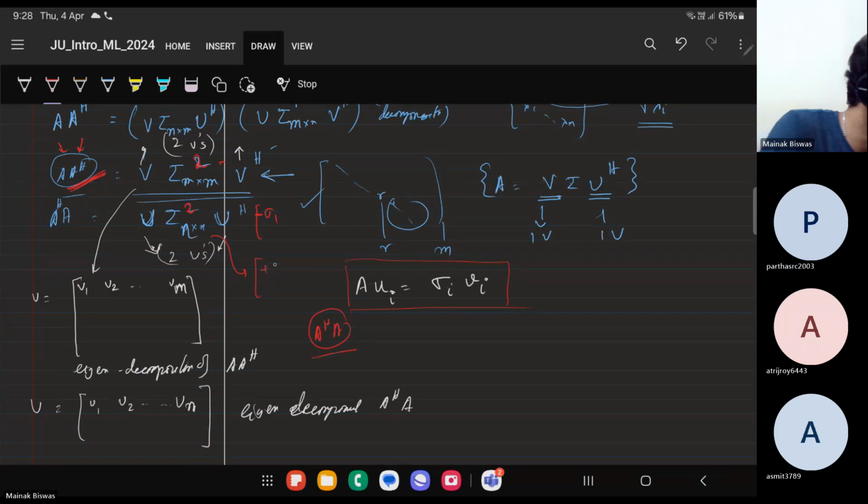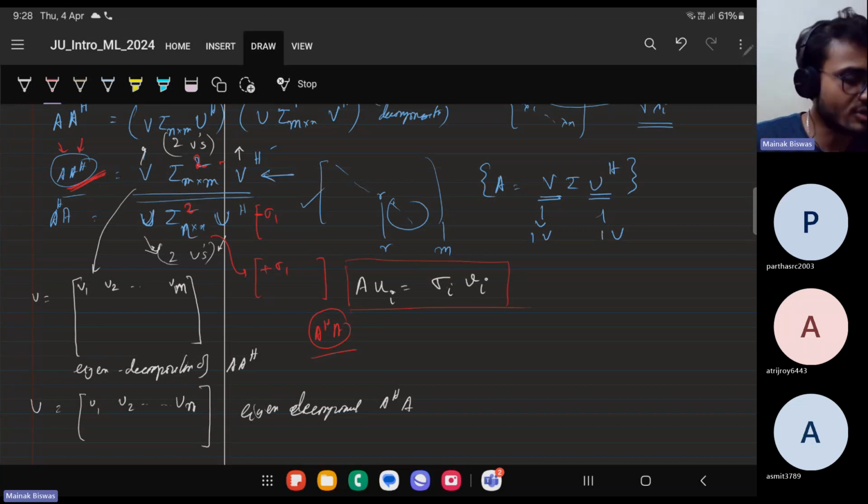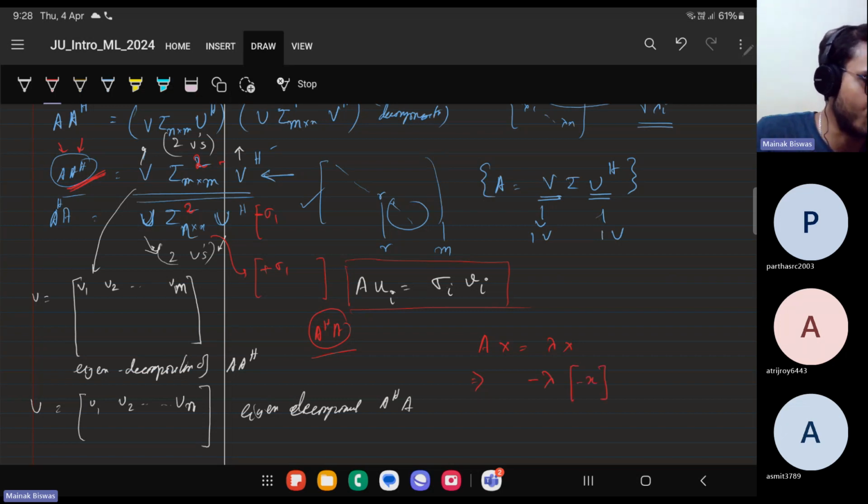Positive. Sigma 1. You have to check for the signs. It's real is guaranteed, but positive negative is not guaranteed. When you are doing eigen decomposition of A Hermitian A or AA Hermitian, there can be negative also. AX is equal to lambda x, right? It is also equivalent to saying if I just multiply minus lambda and write minus x over here, like put everything negative in these signs.